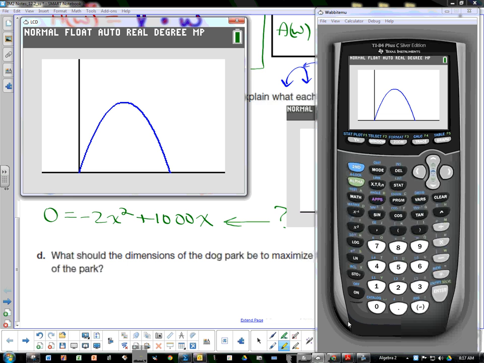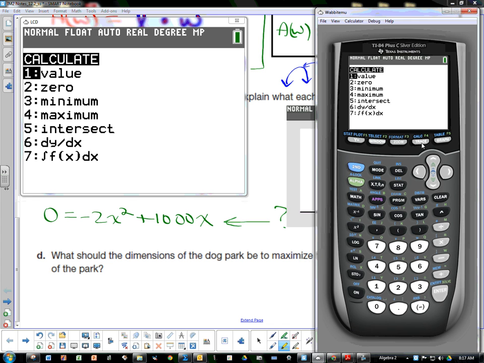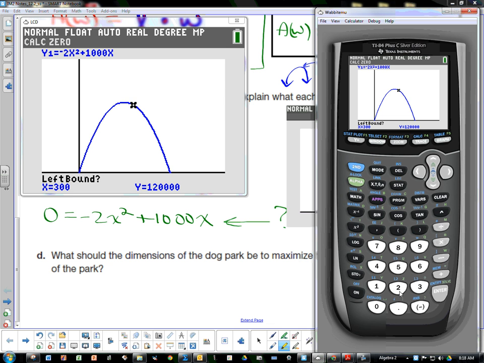All right, here are the buttons. We're going to do second, calculate, and you will notice right there we have some options: value, zero, minimum, maximum, intercept, dy over dx, and then some integral stuff. We're going to focus on zero. A zero is really an x-intercept. Keep that in mind. A zero is an x-intercept. So I'm going to choose number 2.